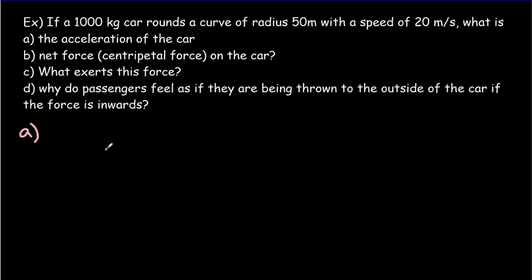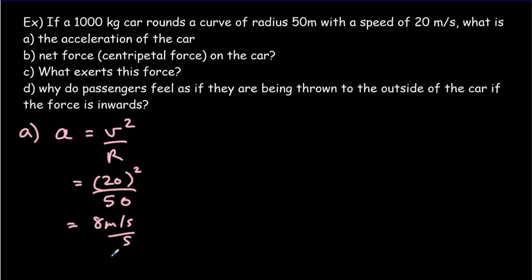So we have uniform circular motion. We know that the centripetal acceleration should be equal to v squared over r, and in this case we've got a speed of 20. That is in SI units, so I don't have to change that. The radius is 50 meters, so I end up with 400 divided by 50, that is 8 meters per second every second towards the center for the acceleration.